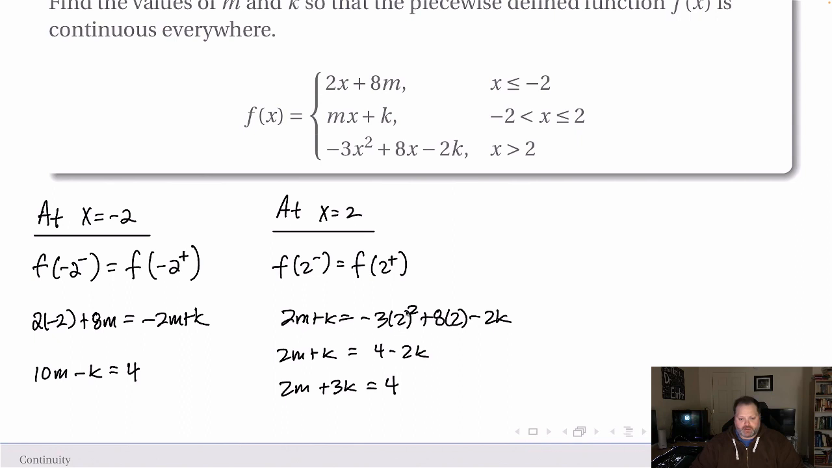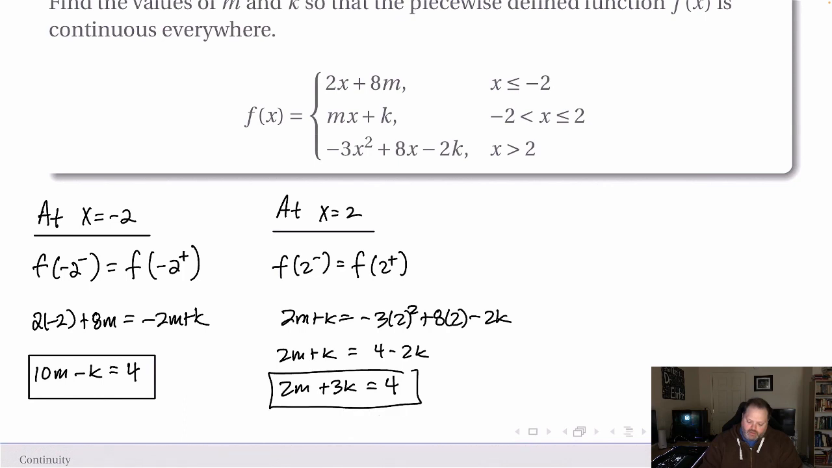Let me make sure I did that correctly. 2 squared is 4. Negative 3 is negative 12 plus 16. Yeah, looks good. Okay, so we have two equations now that have to be satisfied. Well, this is taking you back to Algebra 2 in high school. How do you solve a system of two equations with two unknowns?